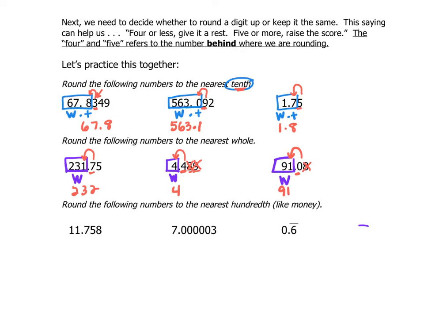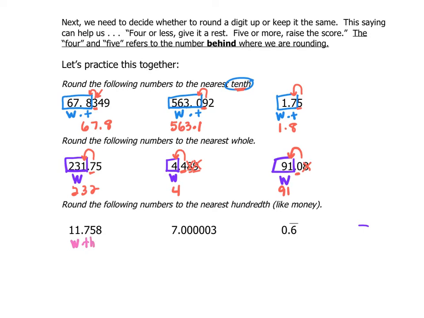All right, let's do our final group. So we're being asked to round the following numbers to the nearest hundredth. And this is important because it's like money. In money, we have dollars, dimes, and pennies. So this is going to be useful when we get to our next unit, which is unit price. So we're going to start by writing what dot the heck.